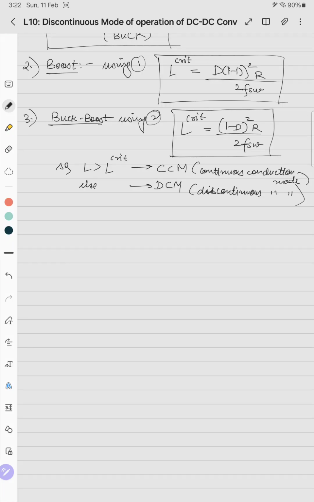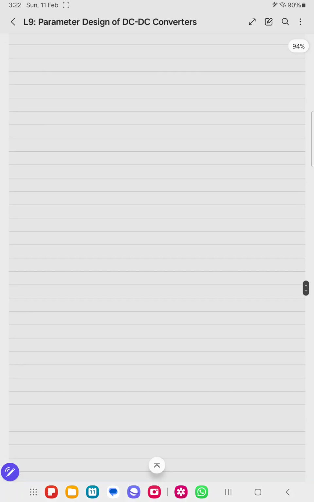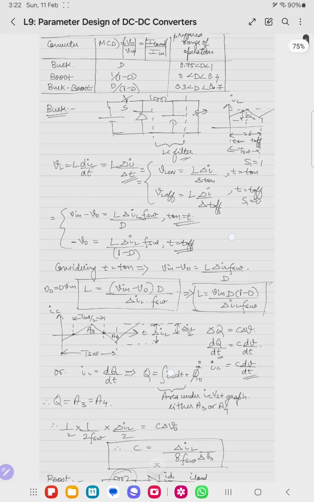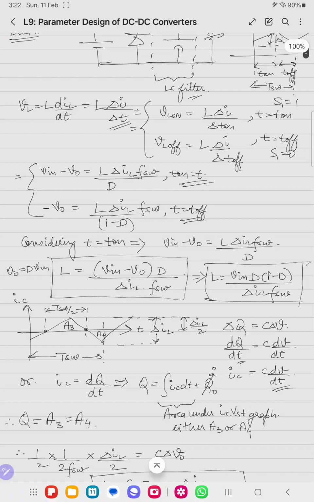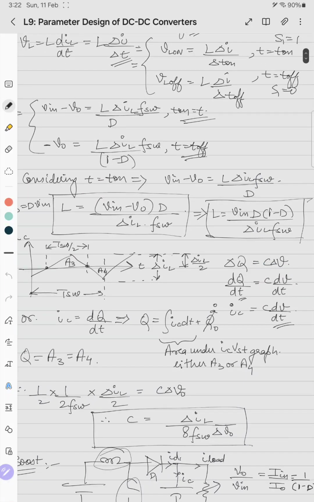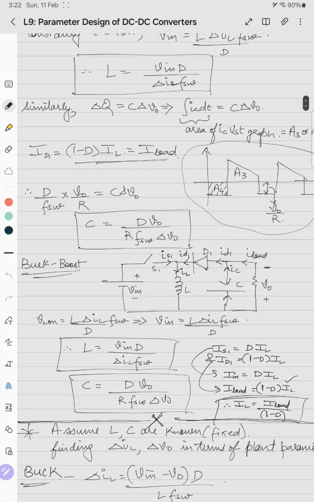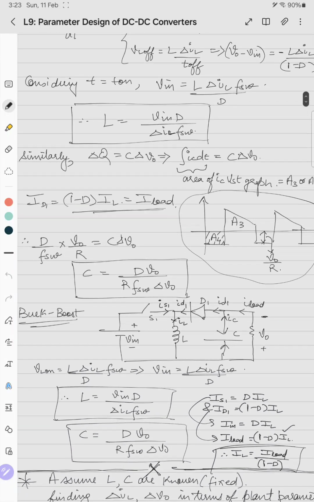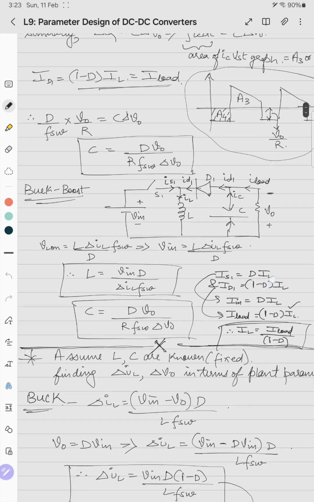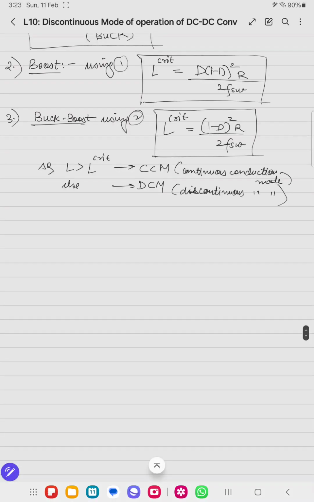So what you do is, we have already derived the inductances, I think in the previous lecture. These ones here, yeah, these are the L values for each converter we have derived. This is for the buck converter. L is V into D into (1 minus D) by delta I_L into F switching. Similarly for boost, it is V into D by delta I_L into F switching, and for buck boost it is V into D by delta I_L into F switching, which is the same. So now you have two expressions for selecting the inductors.